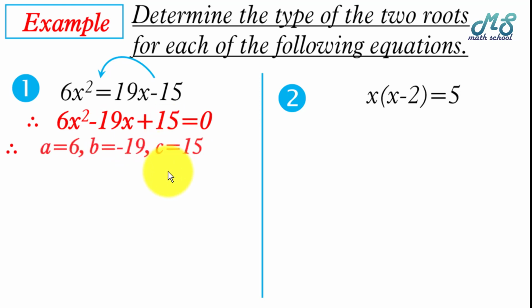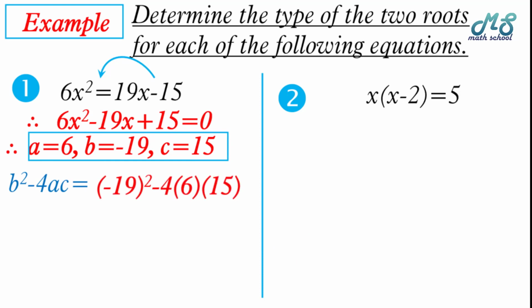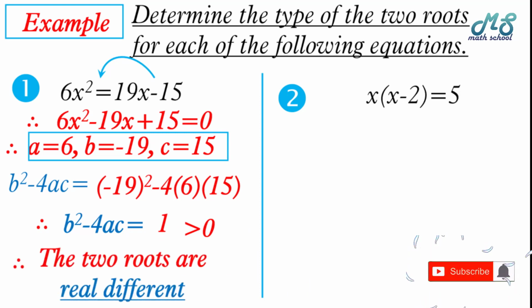Now, guys, we can find the value of the expression b squared minus 4ac. B squared, so we will square negative 19, negative 19 squared minus 4 times a times c, so minus 4 times 6 times 15. By using calculator, we get b squared minus 4ac equals 1. 1, guys, is positive or negative? Ask yourself. Yes, it's positive, greater than 0. So the two roots are real different roots.